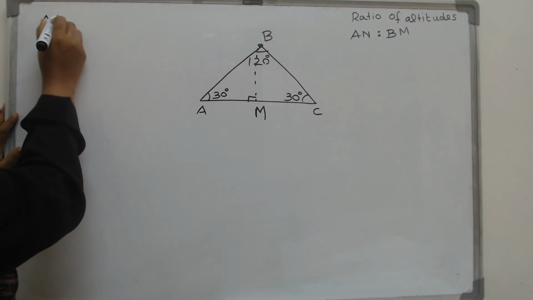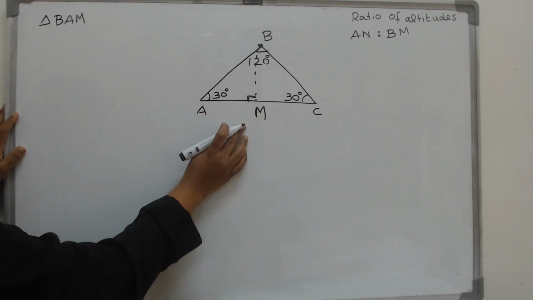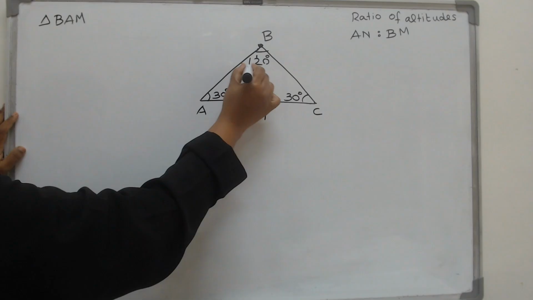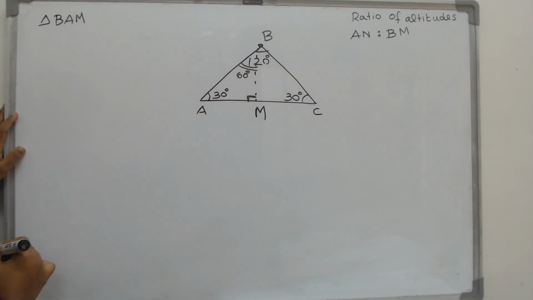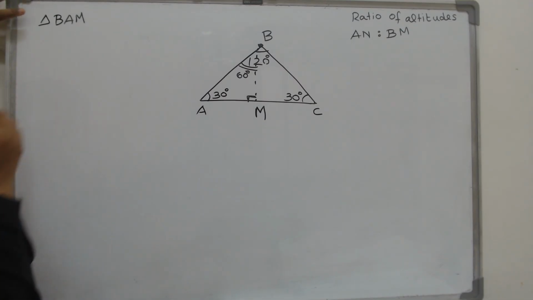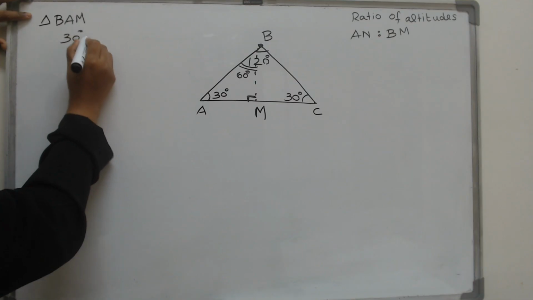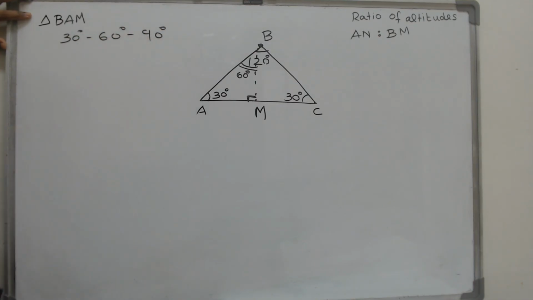Then what sort of a triangle is BAM? It is a right angle triangle. You have a 30 here, a 90 here. Then that would mean this angle here is just a 60 degrees, or in other words, the angles of the triangle BAM are 30, 60, 90. What do we know about such a triangle?